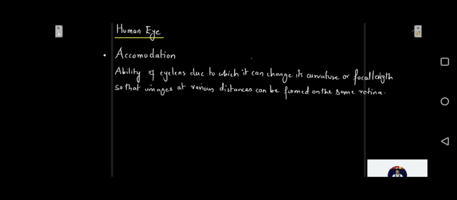Now there is an important term here called accommodation. So what exactly is this accommodation? Accommodation is the ability of an eye lens due to which it can change its curvature or the focal length so that images at various distances can be formed on the same retina. That means your object may be lying at infinity, or at the least distance of distinct vision, or maybe before that, very close to your eye, okay. The image should be formed on the retina because that is the screen that is fixed, okay.